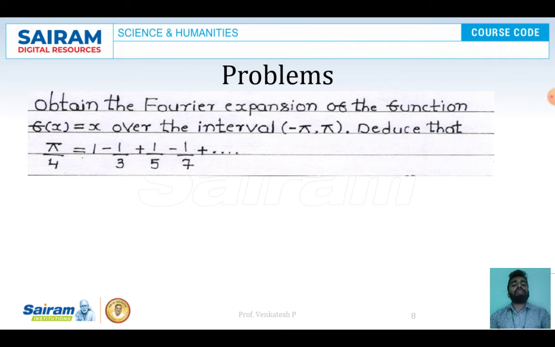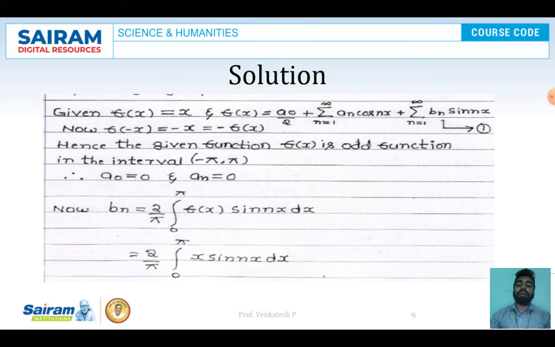So first we need to verify whether the function is odd or even. Given f(x) = x, the Fourier series formula is f(x) = a0/2 + summation n from 1 to infinity a_n cos nx + summation n from 1 to infinity b_n sin nx. Call it equation number 1.